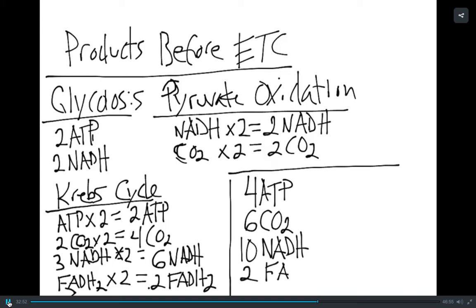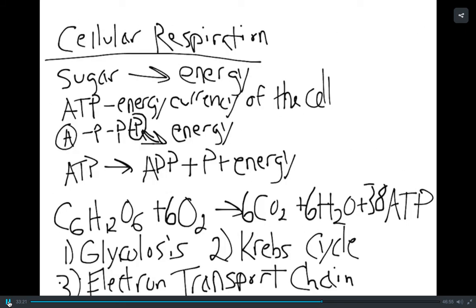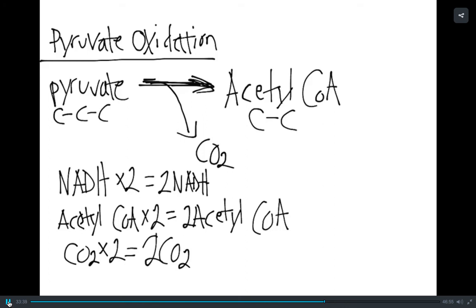2 FADH2s. Right, so these are our products before we're getting to the electron transport chain. These are what we've made so far through glycolysis, pyruvate oxidation, and the Krebs cycle. If we go back to our main equation of cellular respiration, we see that we have created all of our carbon dioxide, but we've only created 4 of those ATP. We've got 34 more that we need to create. That's a lot more. And like I said in the beginning, most of our ATP is created in the electron transport chain.